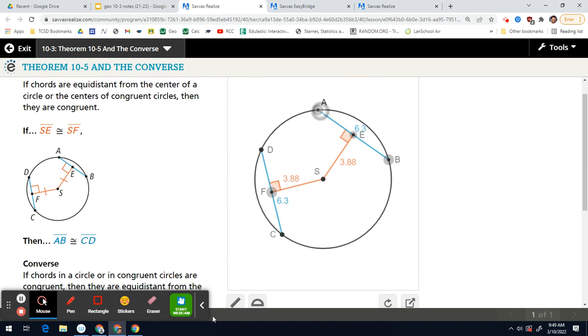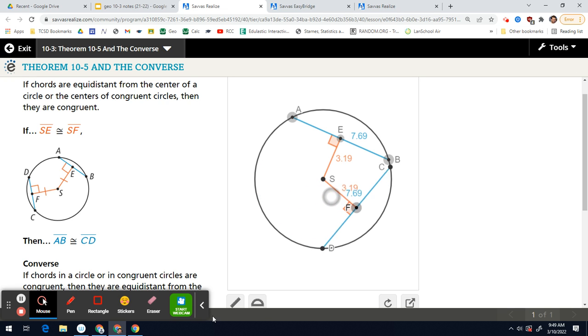So if I drag A, notice I change the length of both chords, but notice the distance stays the same. If I take F and I rotate that, again, you can see that as long as the chord stays the same, and this is a perpendicular distance, these two distances are the same. Okay. All right, so let's go ahead and create a proof of this.